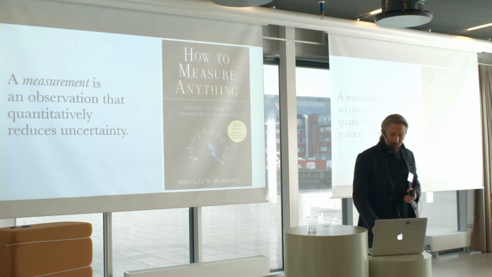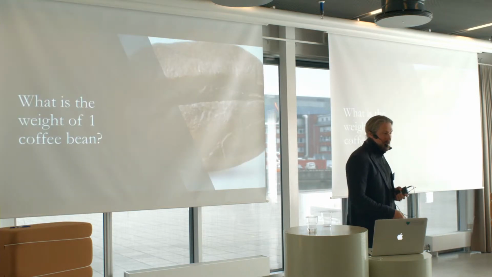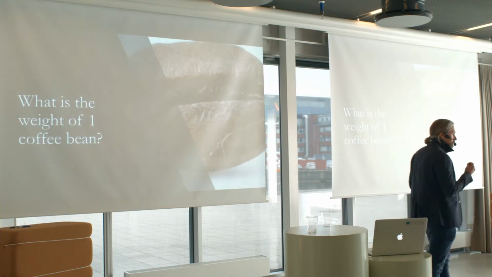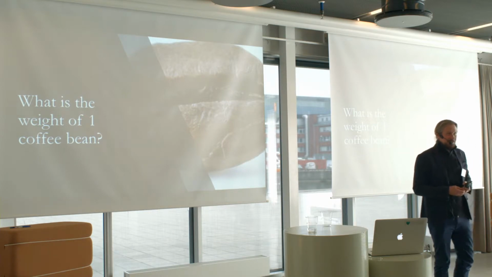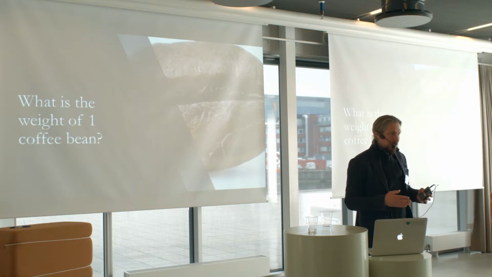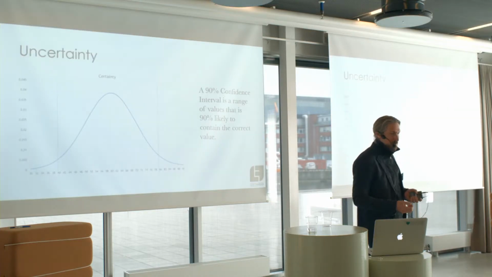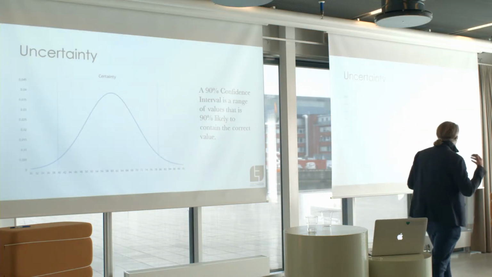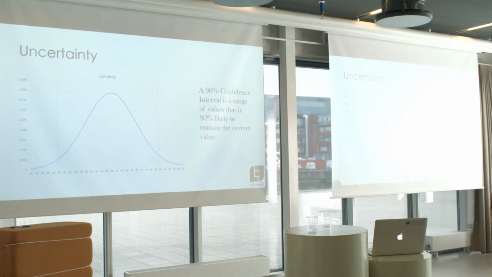I'm going to give an example. What is the weight of one coffee bean? Just think about what you think it is. Or actually think about maybe a probable range. A 90% confidence interval means that you're 90% sure that it's in between this range.